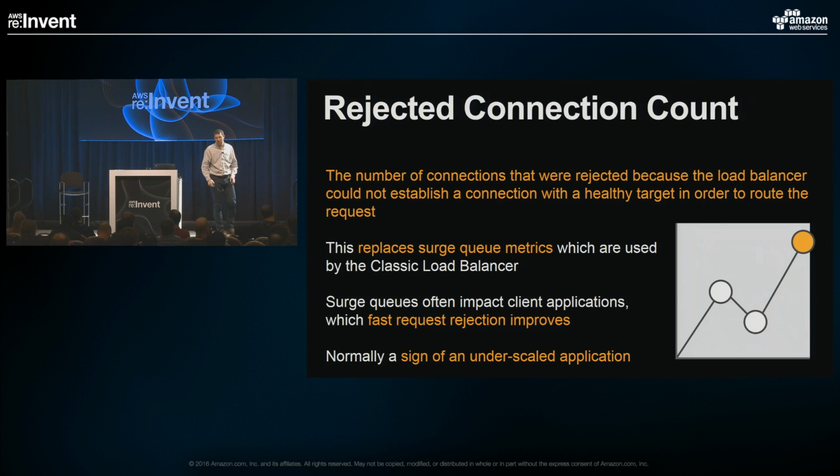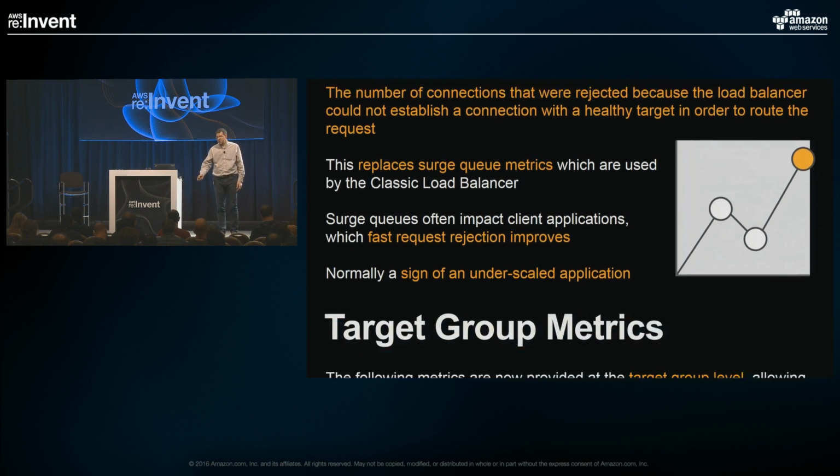So with application load balancer, we don't have surge queues, so we have a rejection count. You can see the number of requests that were rejected by the load balancer because we didn't have any way to send them. So if you see this metric, go and scale up your backends. That's what you need to do. Add more capacity, or add more threads on your backends, or add more connection limits, or whatever you need to do in Apache.